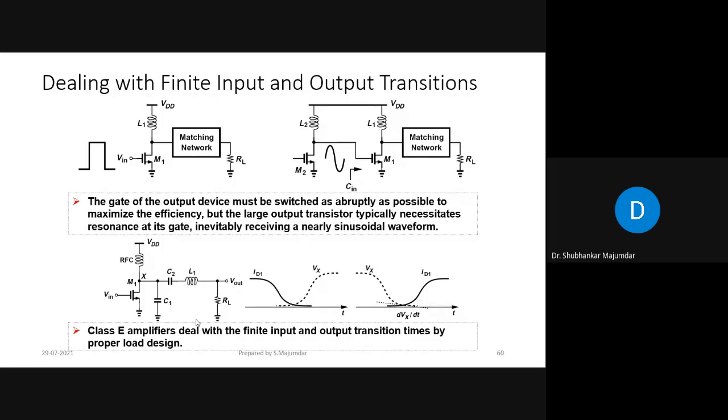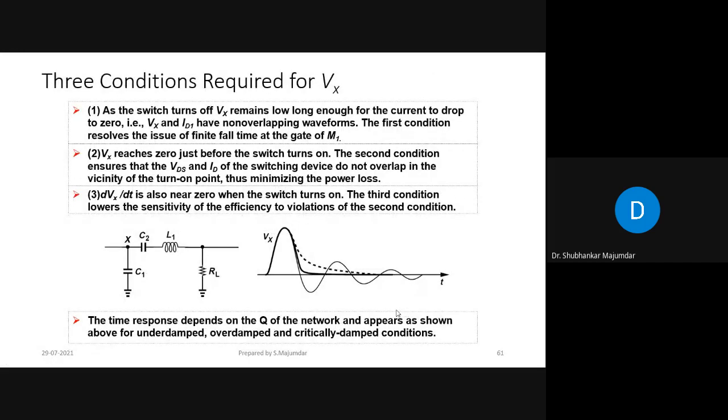Dealing with the finite input and output transition, the gate of the output device must be switched as abruptly as possible to maximize the efficiency, but the large output transistor typically necessitates a resonance at its gate, inevitably receiving a sinusoidal waveform. Now, class E amplifier ideally gives a finite input and output transition time, but as you can see, the transition is very, very high. And I have told earlier also, in the transition only the power comes into the picture.